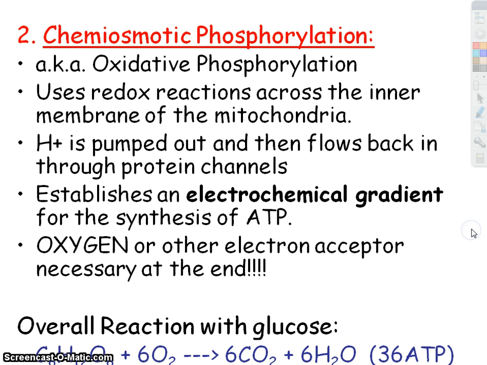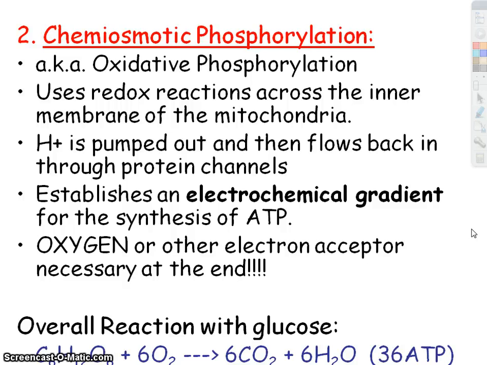This is our overall reaction with glucose down here. C6H12O6, that's glucose, plus 6 oxygens. The whole point of the oxygens is that they are going to pick up the hydrogens at the end and make water. We end up with 6 carbon dioxides. This is our waste product. This is the whole reason why we exhale carbon dioxide, because it's the waste product of this process. The whole reason we breathe oxygen is because oxygen is needed for this process.